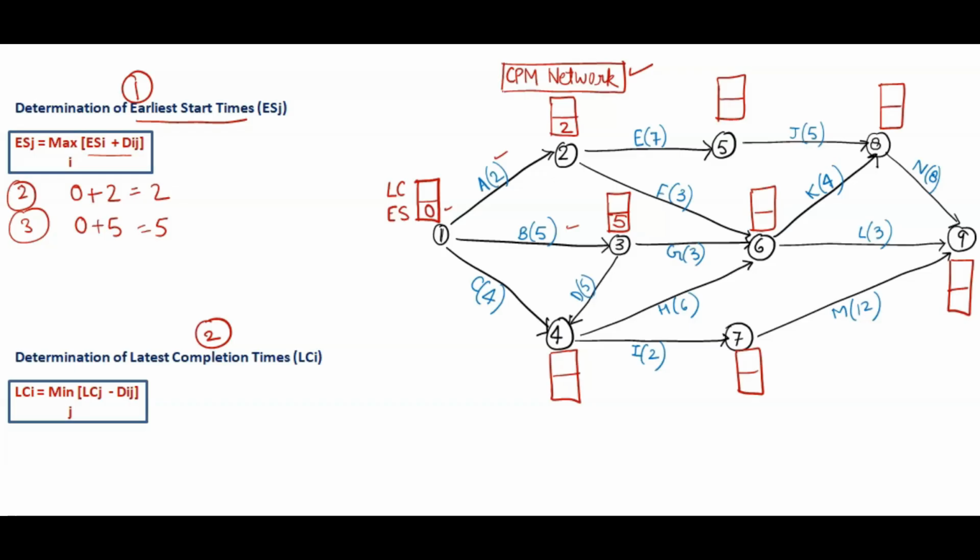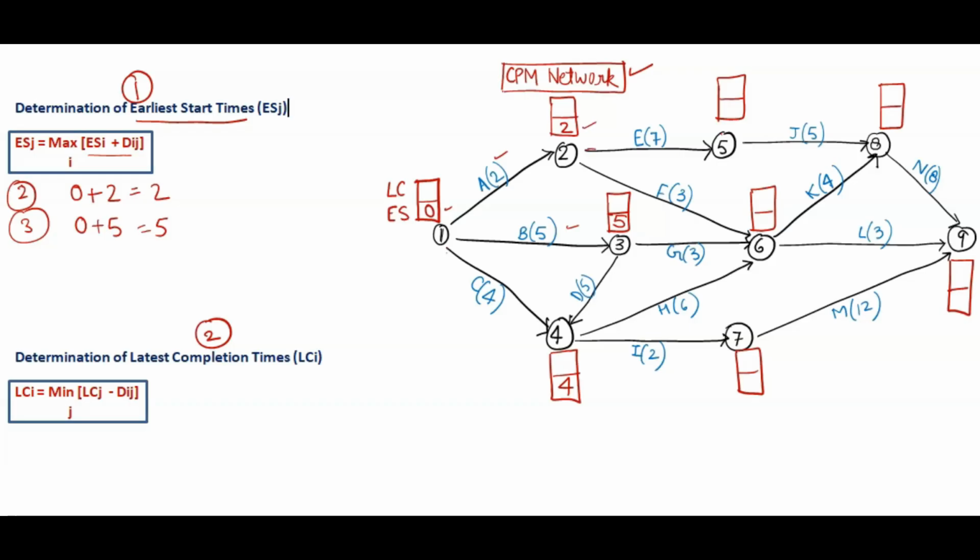Now for fourth node, if you see, that was starting from 1 to 4. So from 1 to 4 it is coming, that means 0 is ES and then 4 is duration. So 0 plus 4 is 4. Okay. Second, third and fourth node is done. Now coming towards fifth node. Fifth node is coming from 2 to 5, right? So from 2 to 5 we are coming.